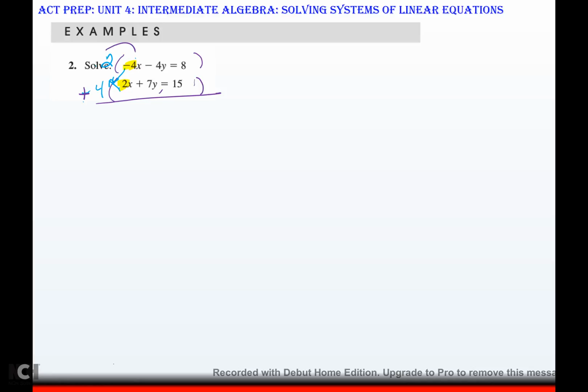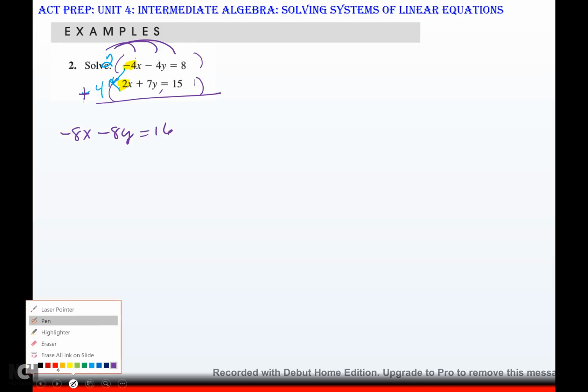So I'm on top going to distribute the 2. So I have 2 times negative 4x is negative 8x. 2 times negative 4y is negative 8y. And 2 times 8 is 16.